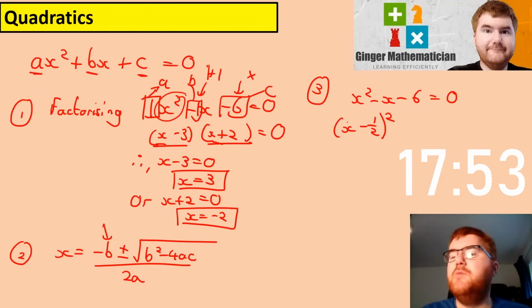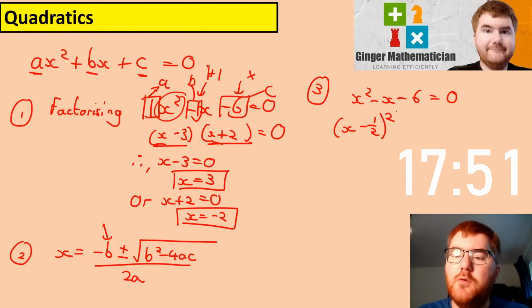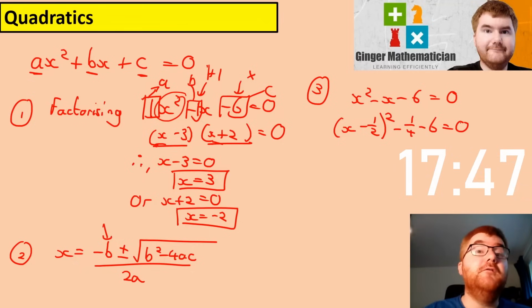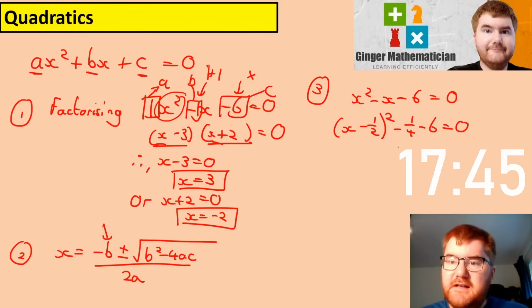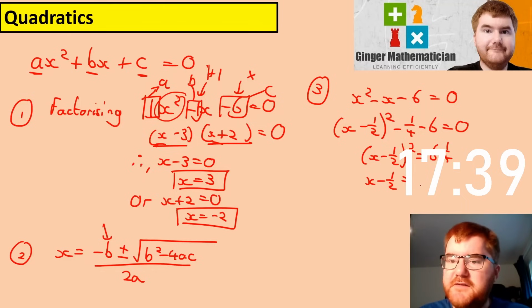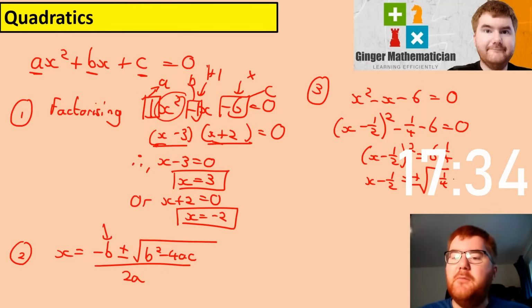We imagine what it is when we multiply this out, that gives me a quarter, so we do minus a quarter, minus 6 equals 0, and then we solve in the normal way that we did in the previous example, so x minus a half all squared equals 6 1/4. We square root, that gives us the square root plus minus of 6 1/4, and then we add on a half.